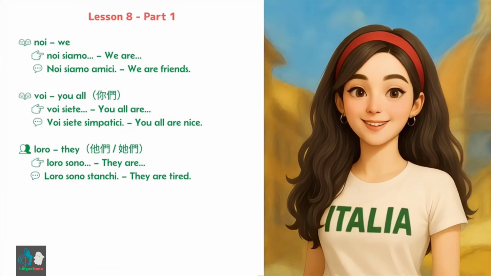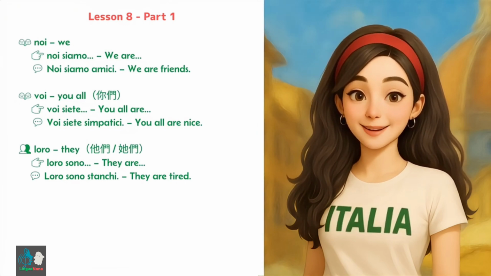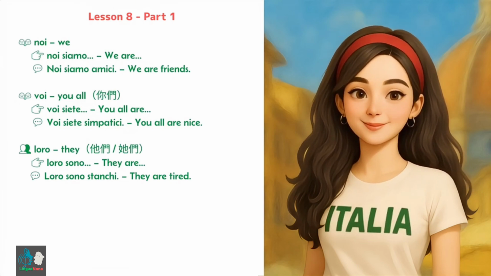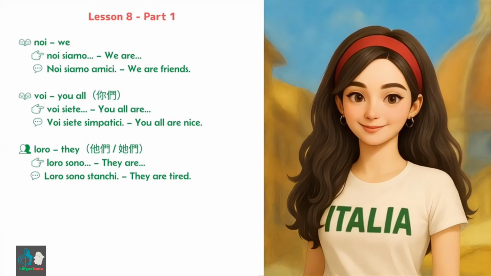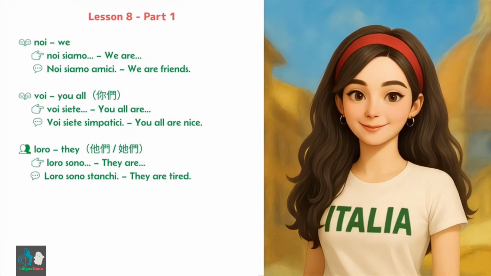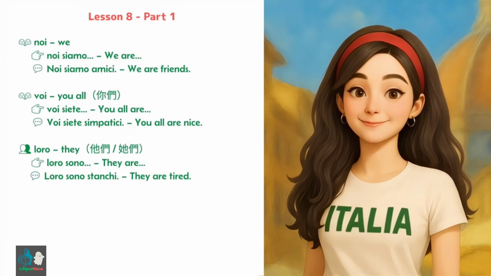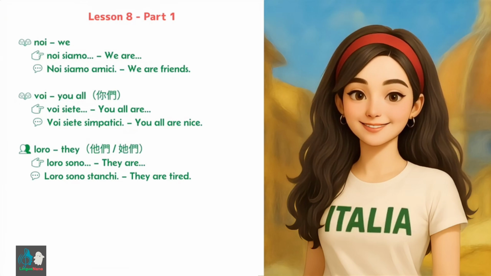Let's keep going and look at three more important forms of the verb. These are used when we're talking about we, you all, and they. Noi siamo means we are. Use it when you're talking about yourself and at least one other person. For example, Noi siamo amici, that means we are friends.